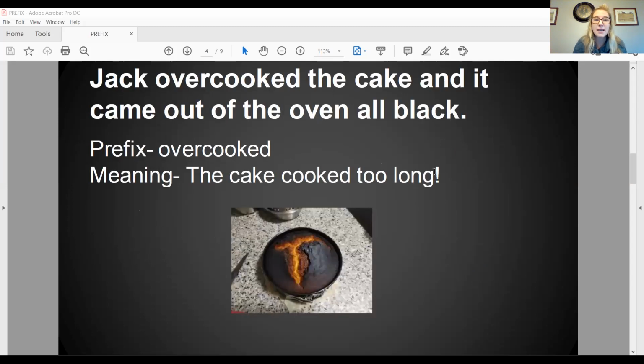So our first example is the sentence, Jack overcooked the cake and it came out of the oven all black. So you look at the picture down here, it's a cake that has been overcooked. So overcooked is the prefix. Well, the prefix is over, but the whole word, the prefix and the root word, and we have the ed ending too. So what does overcooked mean in this sentence? It means that you cooked the cake too long. And that, I'm sure, has happened to your families. Sometimes you just get distracted and a cake overcooks.